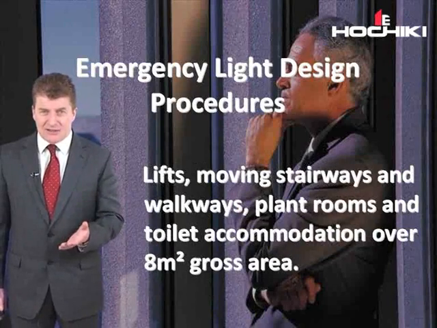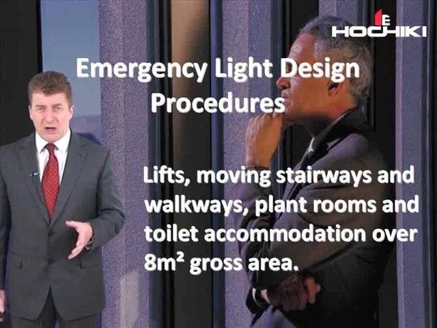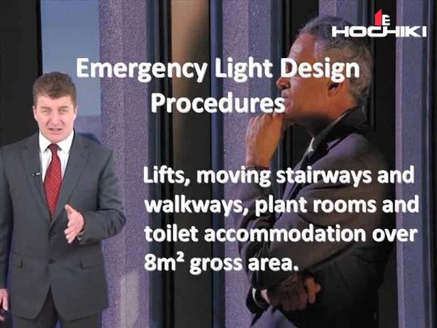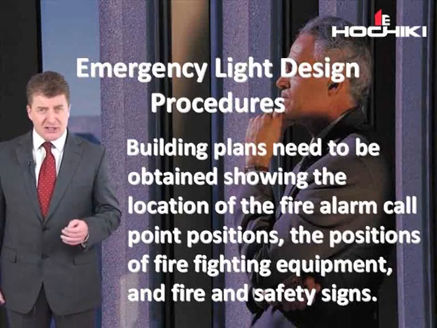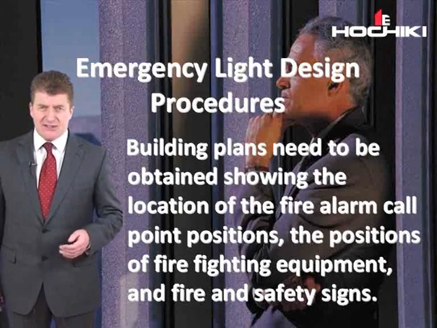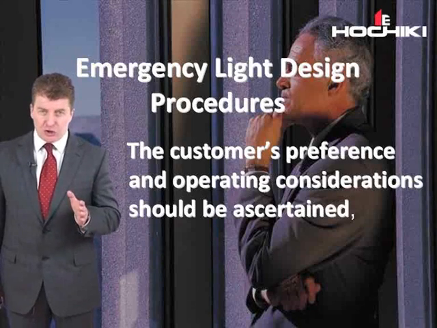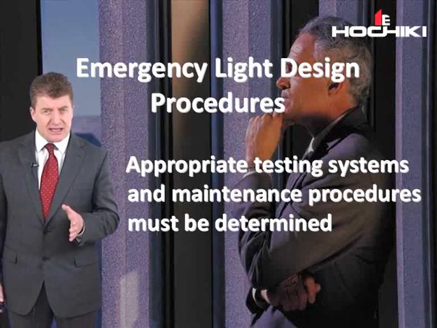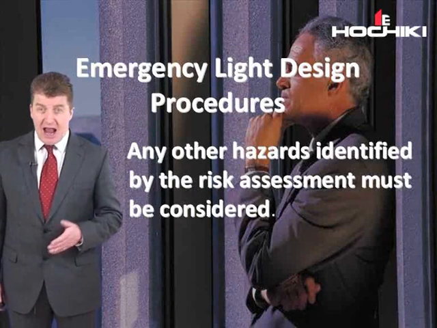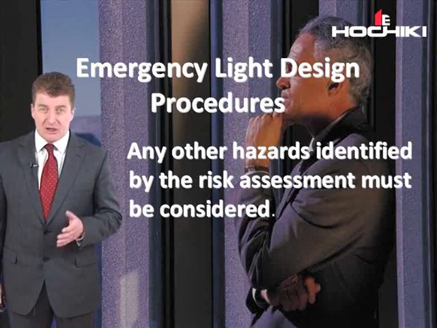You've got areas like lifts, moving stairways and walkways. You've also got plant rooms and toilet accommodation over 8 square metres gross area, so larger toilets. Building plans need to be obtained showing the location of the fire alarm call points, the position of any firefighting equipment and your fire and safety signs. The customer's preference and operating considerations also should be ascertained. Your appropriate testing procedures and your maintenance procedures must be determined. Any other hazards identified by the risk assessment must also be considered.